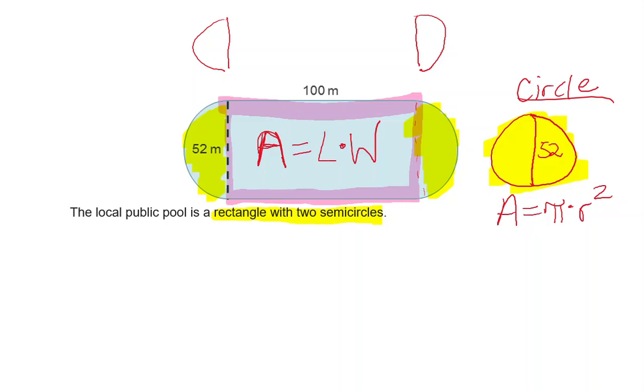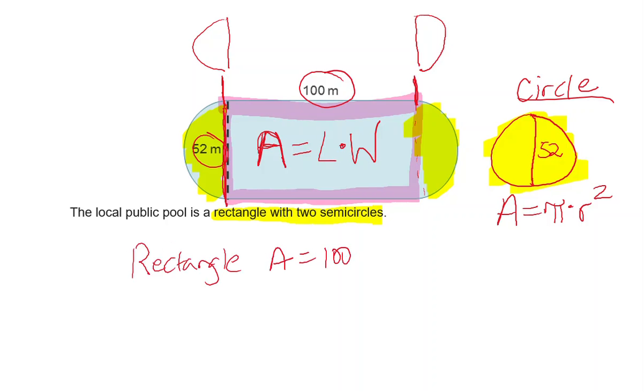So if I wanted to find the area of the rectangle, I would do the length, which they give me with this measurement here, 100 meters, times the width, and they give me that width with that measurement there, 52. So the rectangle has an area of 100 times 52, which is 5,200 meters squared.